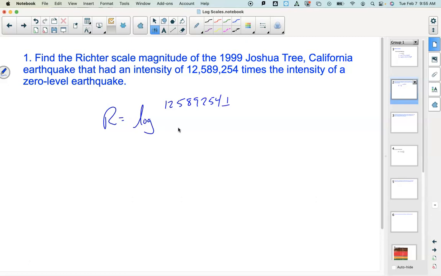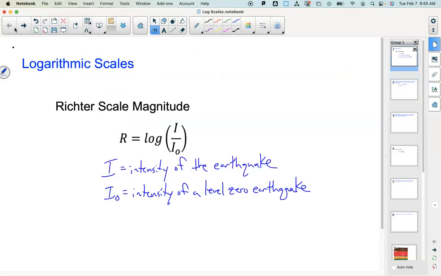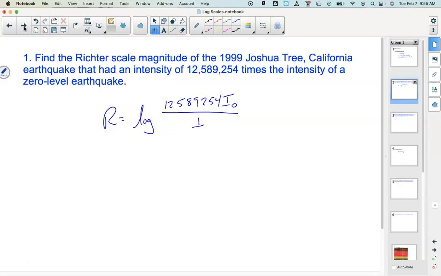So times, what do we call the intensity of a 0 level earthquake? I sub 0, over I sub 0, and we can see that the I sub 0's cancel out. So we're taking the log of that 12 million number. I'm grabbing my calculator. Log 12,589,254. I get about 7.1. So that would be a 7.1 on our Richter scale.